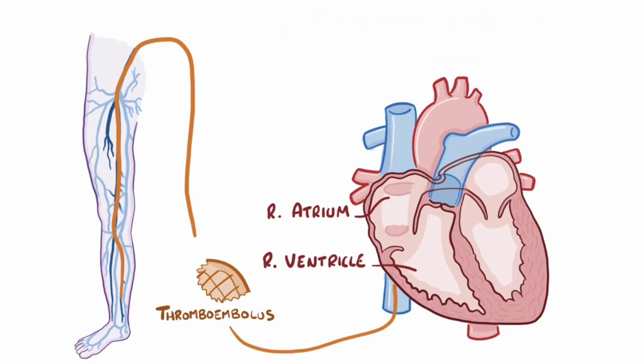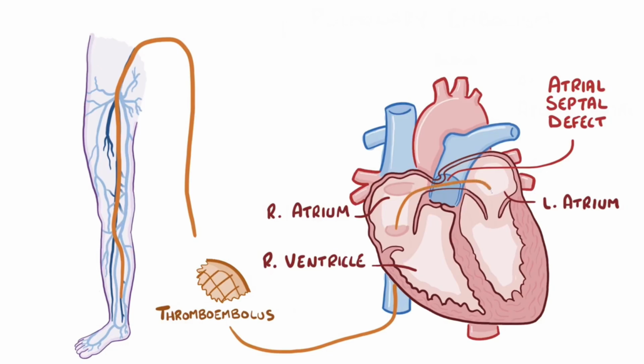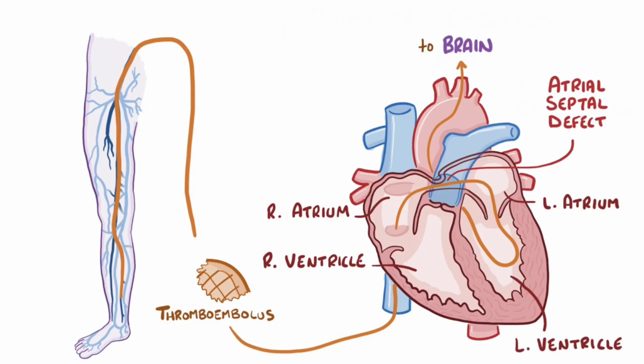Now, sometimes individuals might have an atrial septal defect, which is a small opening between the right and left atrium. In these individuals, it's possible for a blood clot to go from the right atrium to the left atrium, bypassing the lungs completely. Unfortunately, the clot goes into the left ventricle and can get pumped out to the body, often heading towards the brain and cutting off a blood vessel serving the brain, which can cause an embolic stroke. Because of this, if someone has a pulmonary embolism, it's important to check for an atrial septal defect.